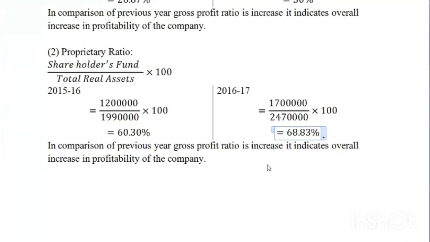So what is the thing here? Ownership: last year 60% and this year it becomes 68.83%. The overall long-term solvency of the company is increased. The share of owners is increased. Last year it is 60% and now it is 68%. So 8% increase in the ownership ratio. So it shows the company's financial position has become strong as compared to last year.